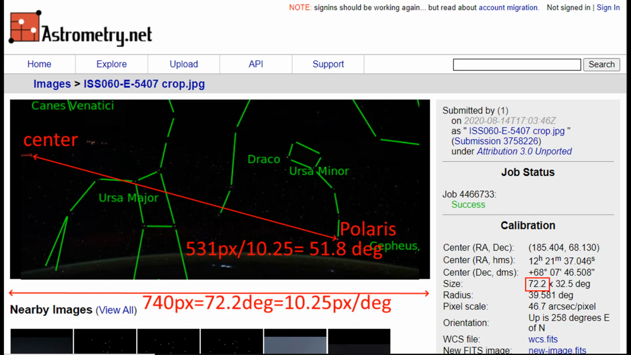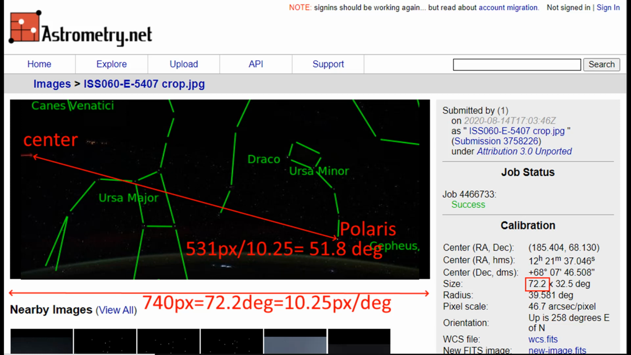Now, second point, I did a little bit of the old pixel counting. I love doing this sort of stuff. Never really see many flat earthers doing this, though, do we? From the plate solve, it told me it was 72.2 degrees across the image. I went, oh, beauty when I saw that. Because that now means I can figure out a scaling factor, which was 10.25 pixels per degree.